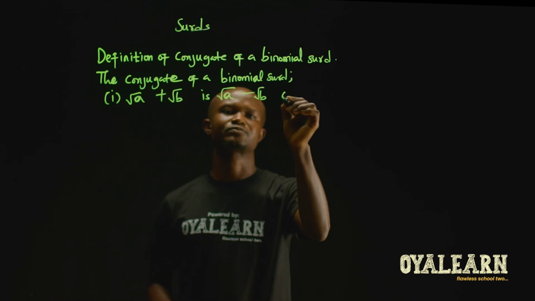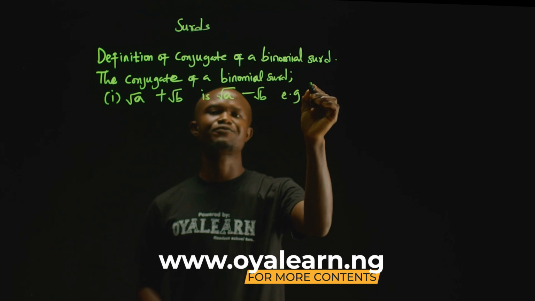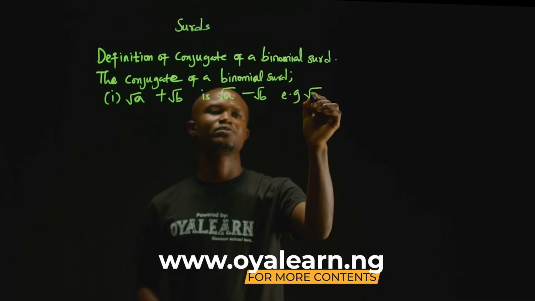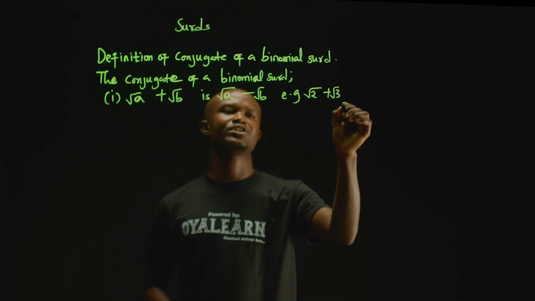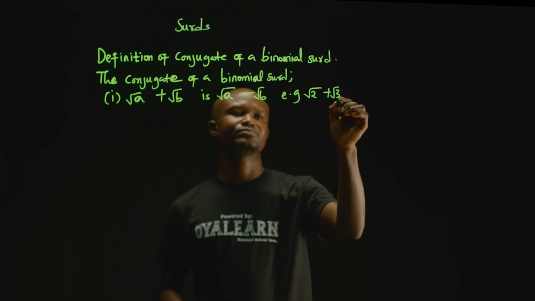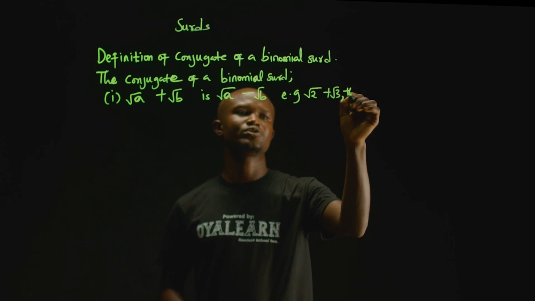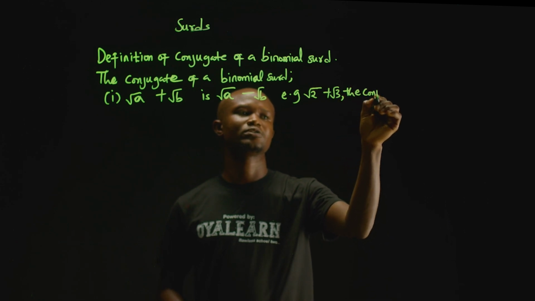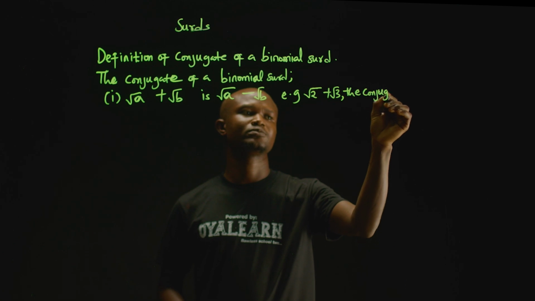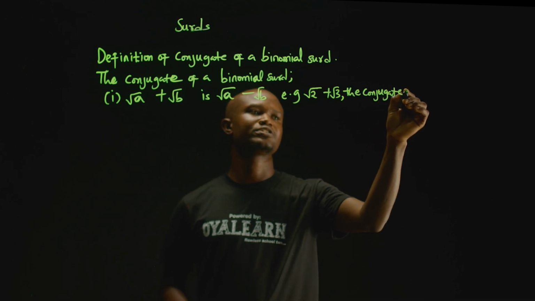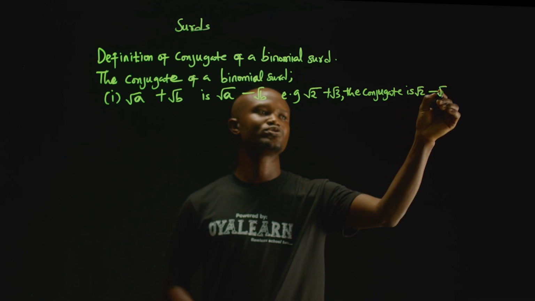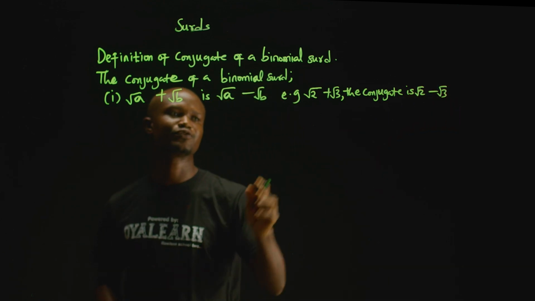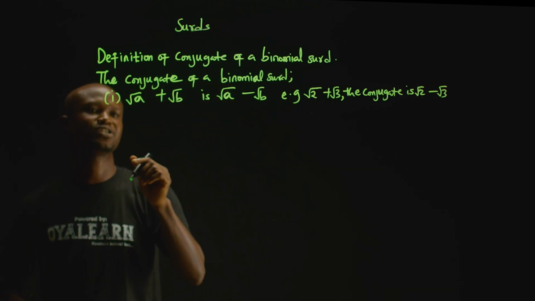E.g., we can have root 2 plus root 3. The conjugate is what? The conjugate is root 2 minus root 3. That's the conjugate of root 2 plus root 3.